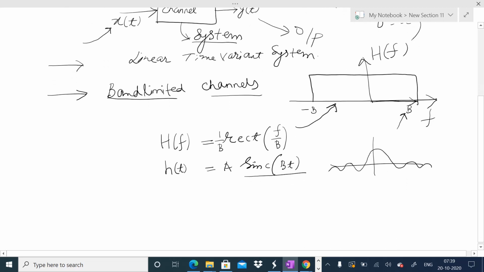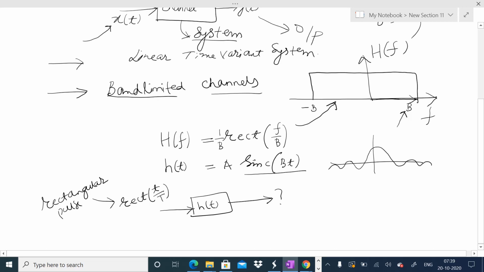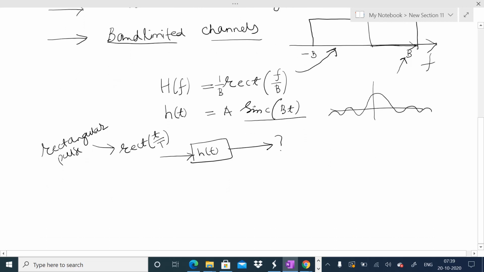Okay, now to this channel, my point is, if you apply a rectangular pulse, this is your rectangular pulse, right? What will happen at the output of the channel? What will you receive at the receiver? See, here are some important points.